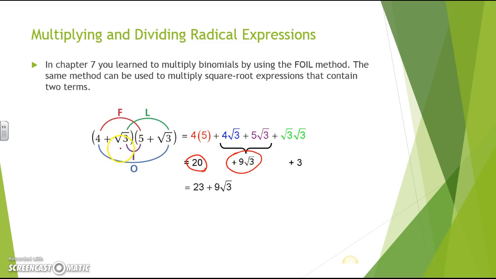And then you multiply your lasts, the square root of 3 times the square root of 3, which gives you the square root of 9, which simplifies to 3. Now we combine like terms: 20 plus 9 times the square root of 3 plus 3. Add 20 and 3 to get 23, plus 9 times the square root of 3, and that is your final answer. Honestly, when you're working with FOIL with square root expressions, it's pretty simple. It's not too involved.